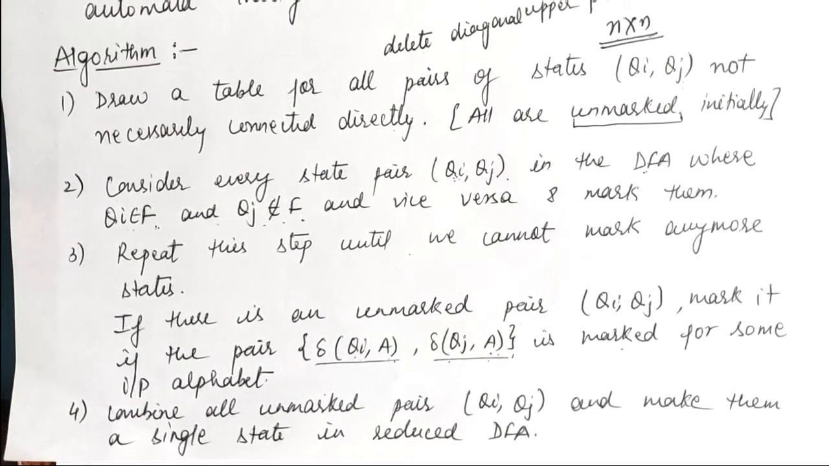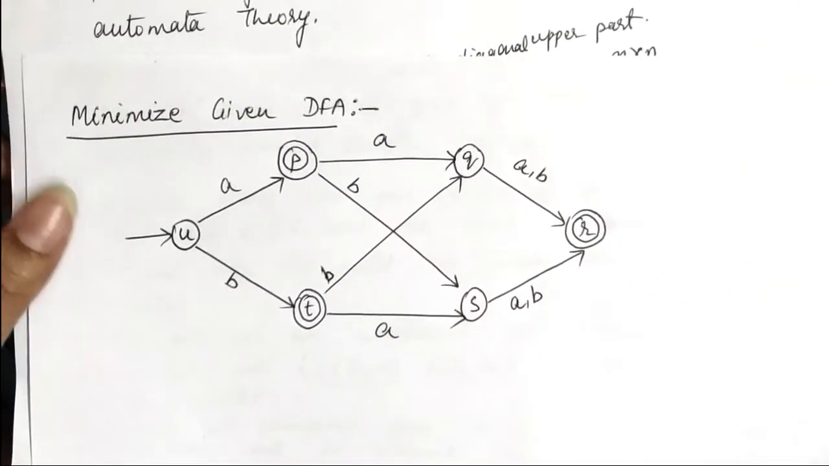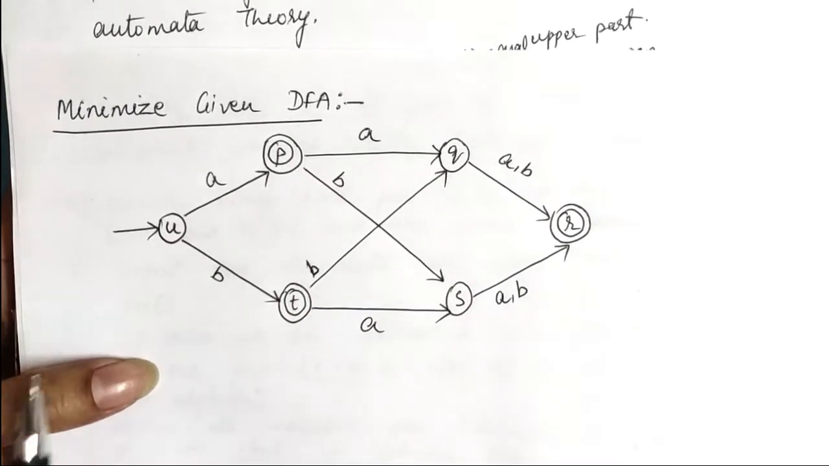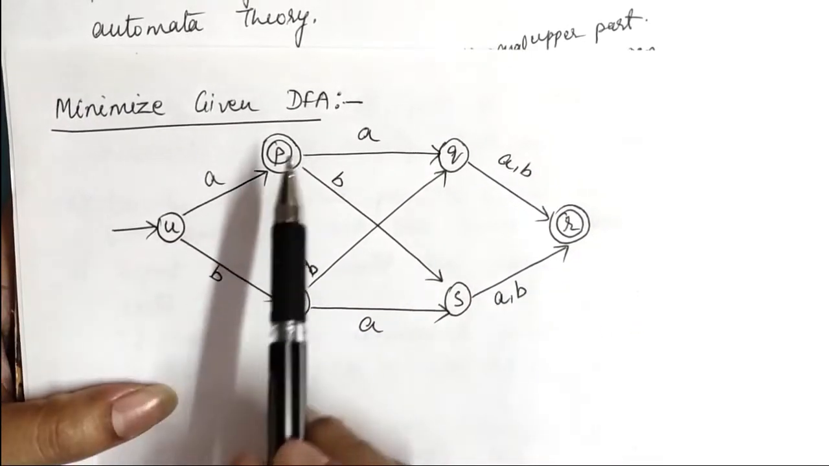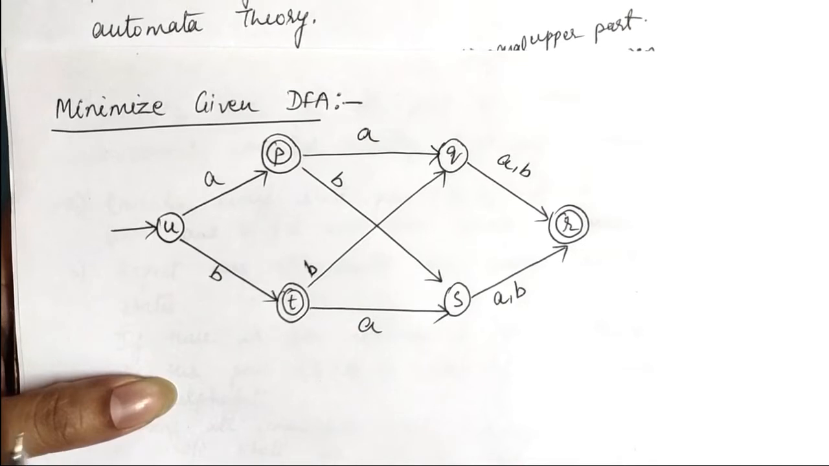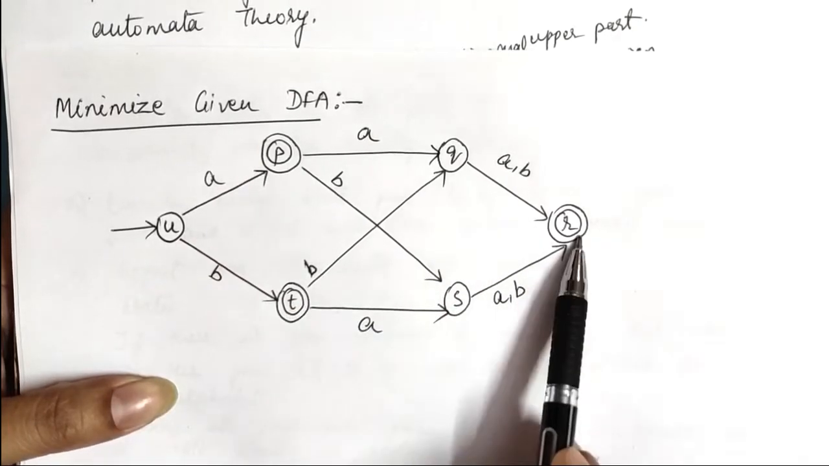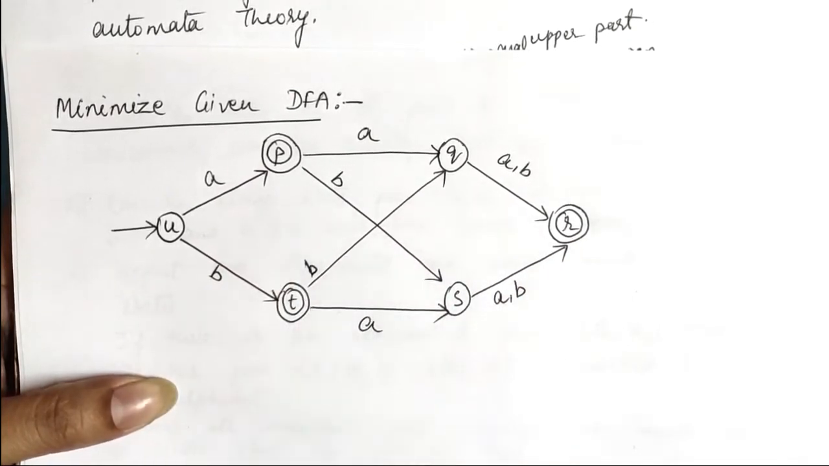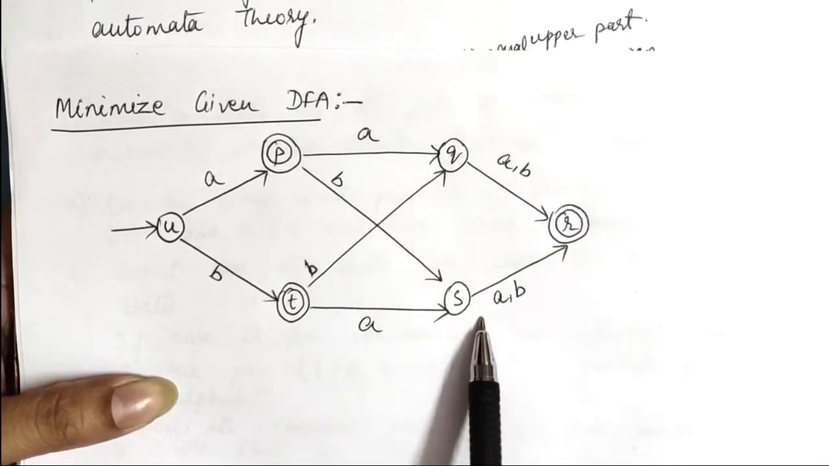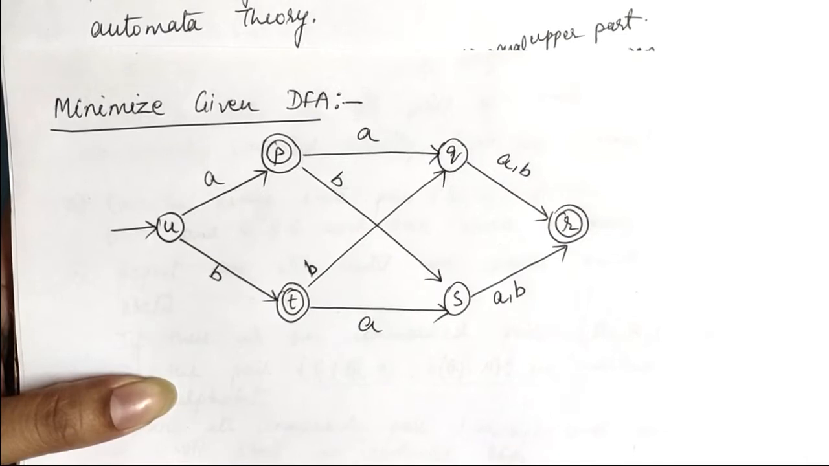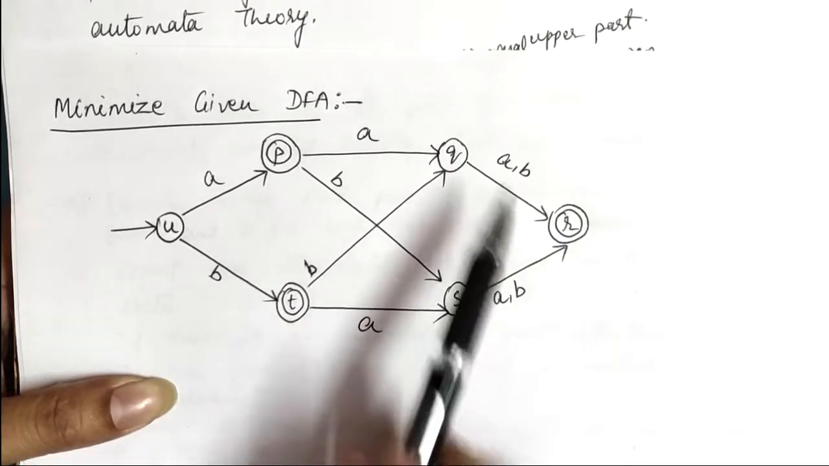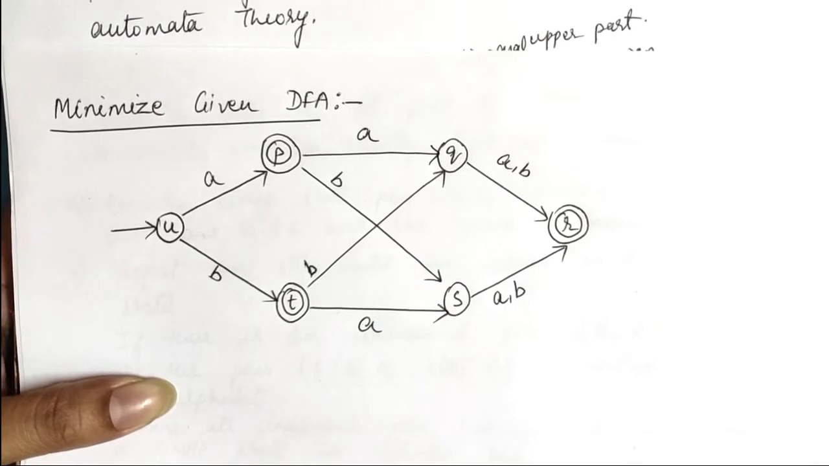The example is this DFA. In this DFA we have more than one final state, that is P, T and R. These three states are final states, and U, Q and S are three non-final states. So this Myhill-Nerode theorem or table filling method is used to minimize the DFA which contains more than one final state, so this theorem can be applied to this problem.